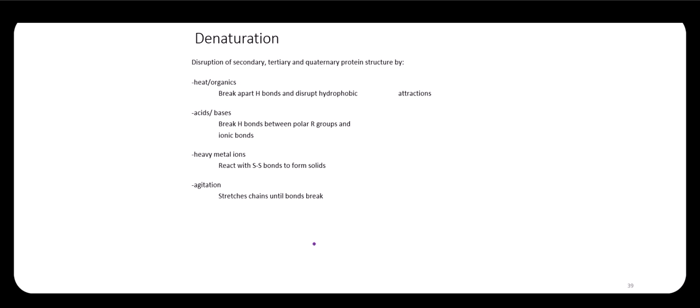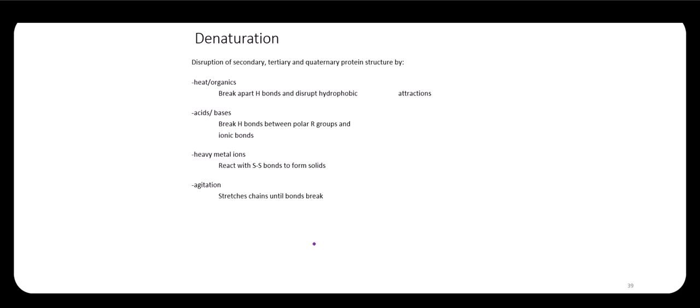Okay, denaturing proteins. Denaturation is breaking down the secondary, tertiary, and quaternary structures. Remember we said if we want to break primary structure, that's hard to do. We're going to use an enzyme, or we've got to raise the temperature and swing the pH. Either or won't cut it. If we want to break up the secondary, tertiary, and quaternary structures, they're easier.